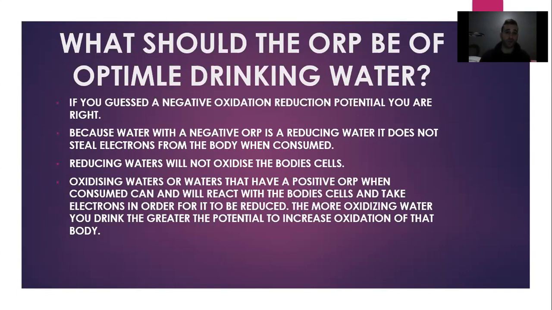Okay, so when you drink waters or beverages that have a positive ORP, they want to be reduced. Everything's looking for equilibrium. The positive things want to steal electrons so they can become equal, and the negative things want to give away electrons so they can become equal. So when you put these oxidizing beverages in your body, they do become reduced. They do take electrons, and this is happening from your body.